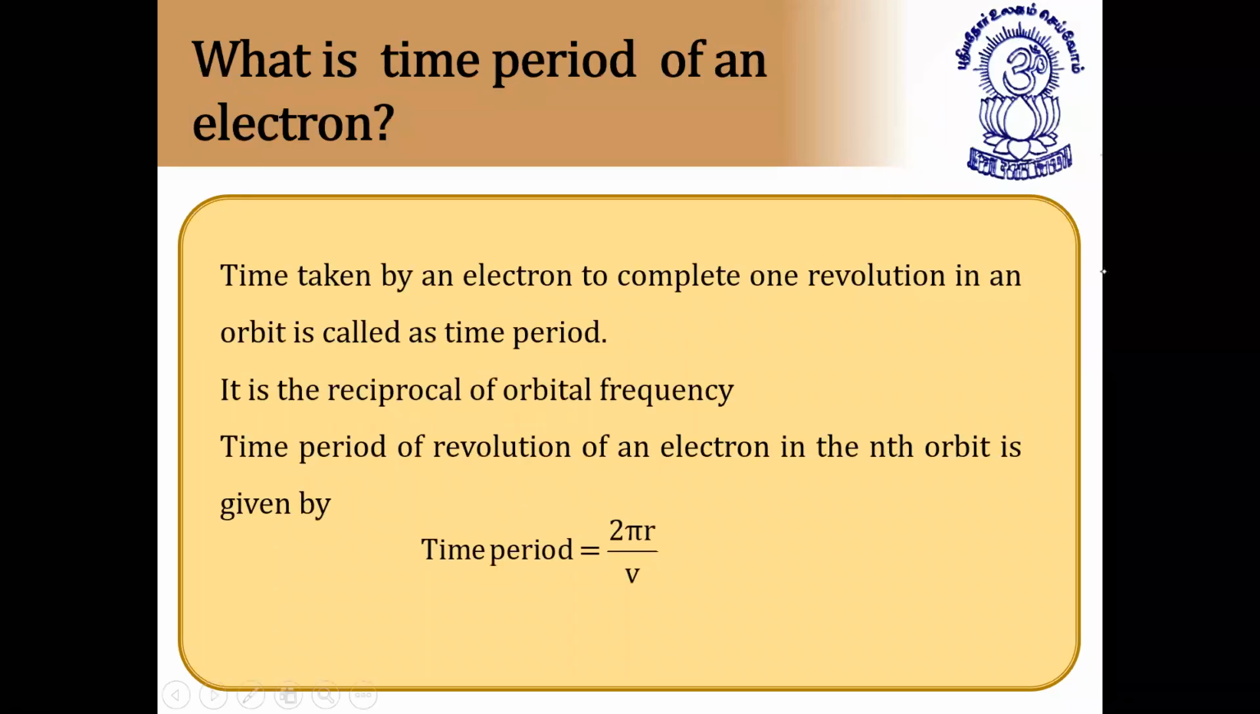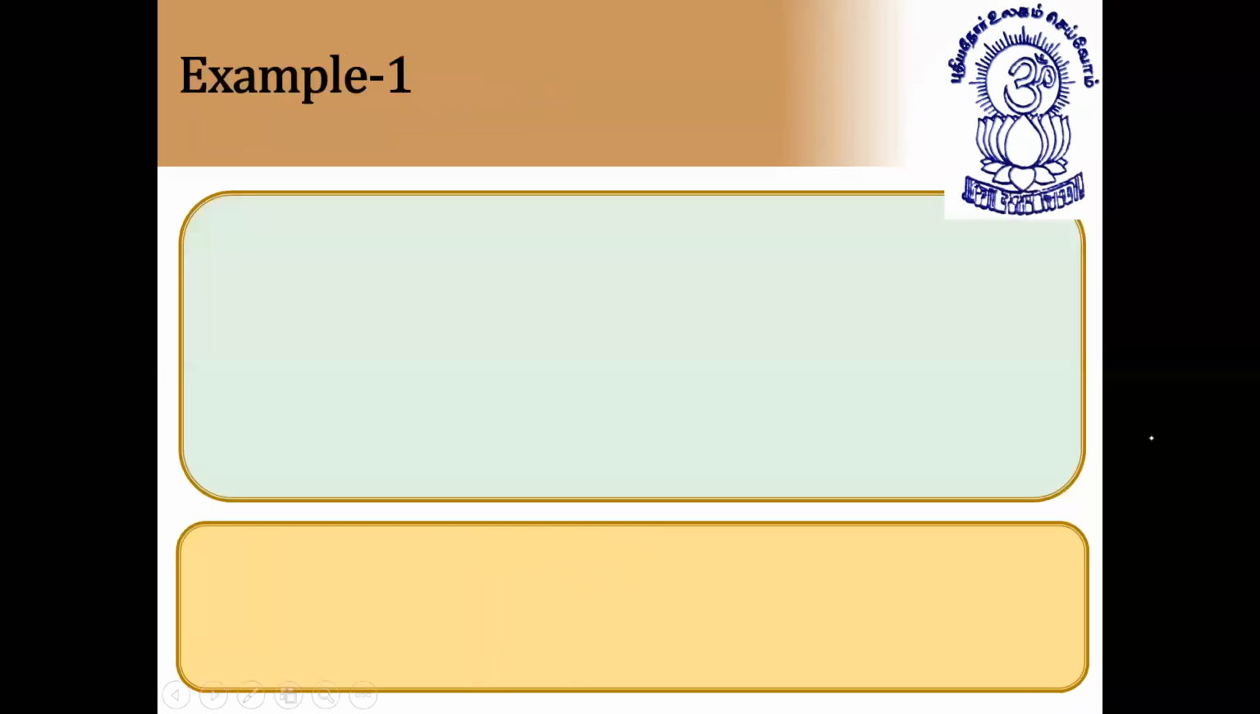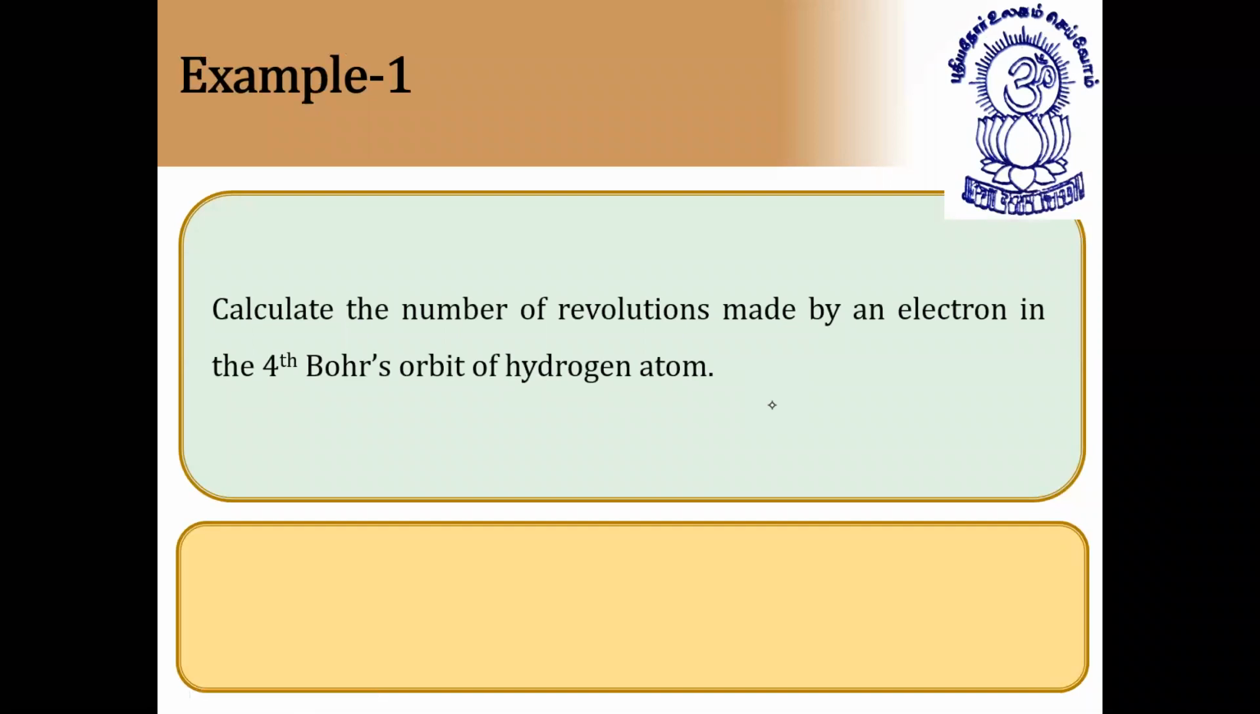What is the time period of an electron? The time taken by an electron to complete one revolution in an orbit is called its time period. It is the reciprocal of orbital frequency. Orbital frequency is v by 2 pi r, so here 2 pi r by v. Time period of revolution of an electron in the nth orbit is given by 2 pi r by v. Now problems based on this.